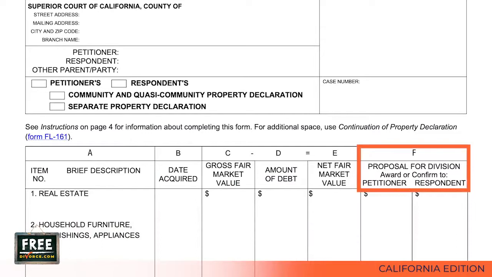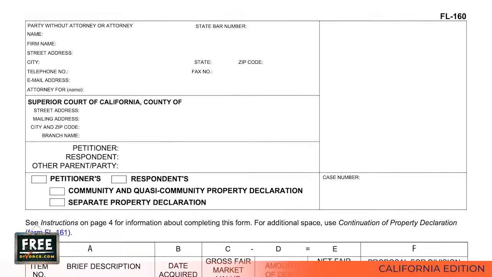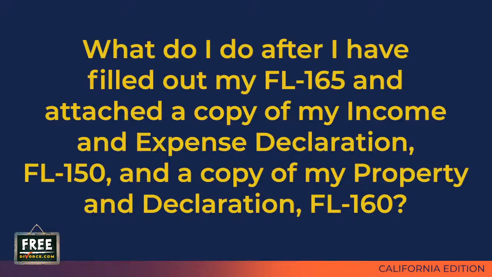If you or your spouse own separate property or owe separate debts, then you will need to prepare two FL 160 forms, one listing the community property and community debts, and then a second FL 160 listing the separate property and separate debts. What do I do after I've filled out my FL 165 and attached a copy of my income and expense declaration, FL 150, and a copy of my property declaration, FL 160?